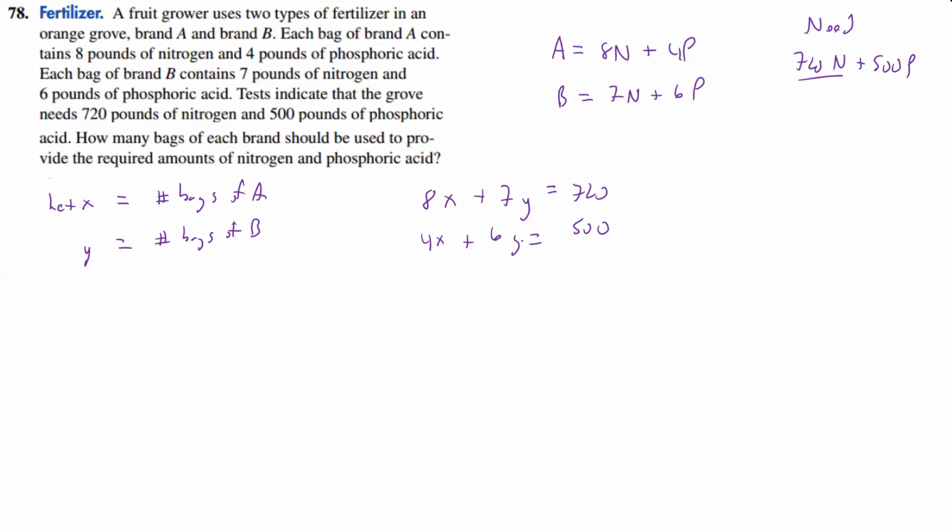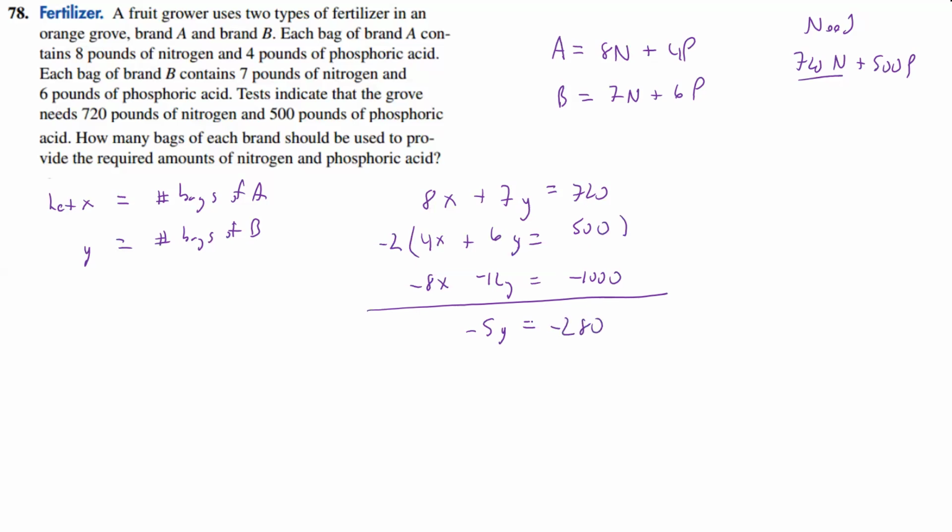Now we have to solve for x and y. If I multiply this equation by -2, I get -8x minus 12y equals -1,000. Then when I add that to the other equation, the x terms cancel. So I take 7 minus 12, which is -5y. And 720 minus 1,000 is -280.